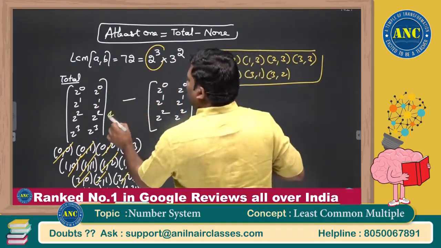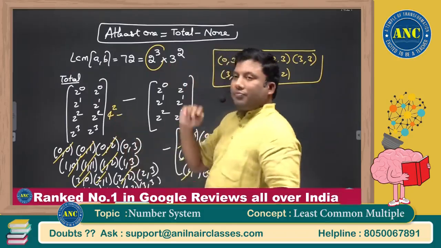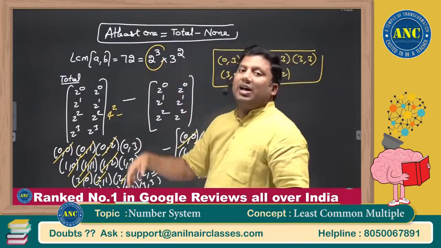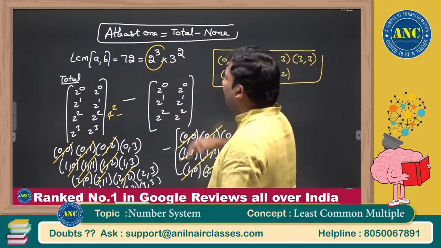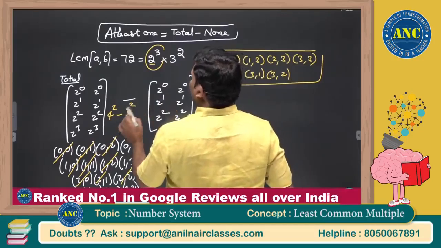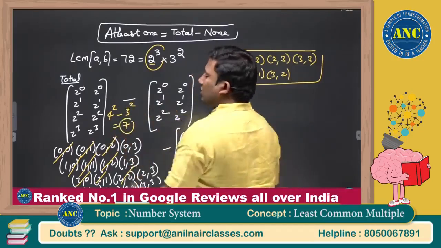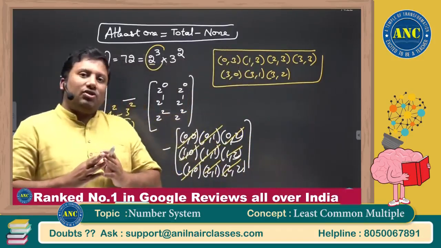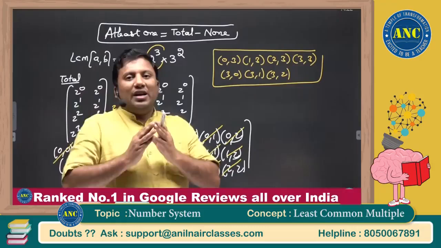So, that is 4 square minus 3 square. Next, arrange all the powers of 2 excluding the given one: 0 to 2, 3 cases, and 0 to 2, 3 cases. 4 square minus 3 square, 7. I hope it is clear. At least one is nothing but total minus none.